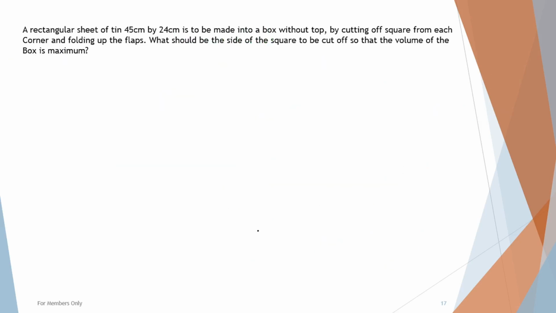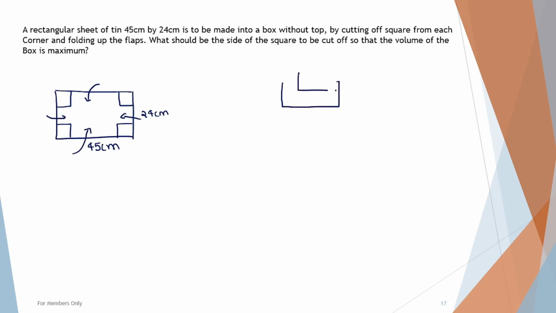So now moving to the application part of it. There is a rectangular sheet of tin whose length is 45 centimeter and breadth is 24 centimeter. It is made into a box without top, okay, by cutting off a square from each corner and folding up the flaps. So it is folded like this one. So this part is the, and finally it will become like this, okay.